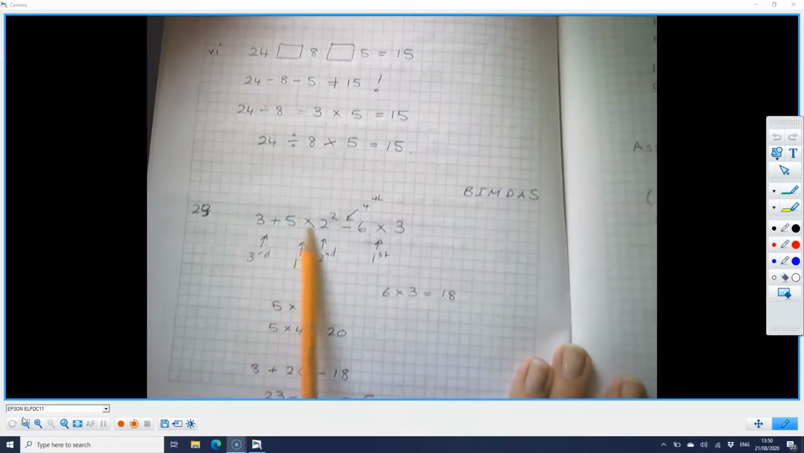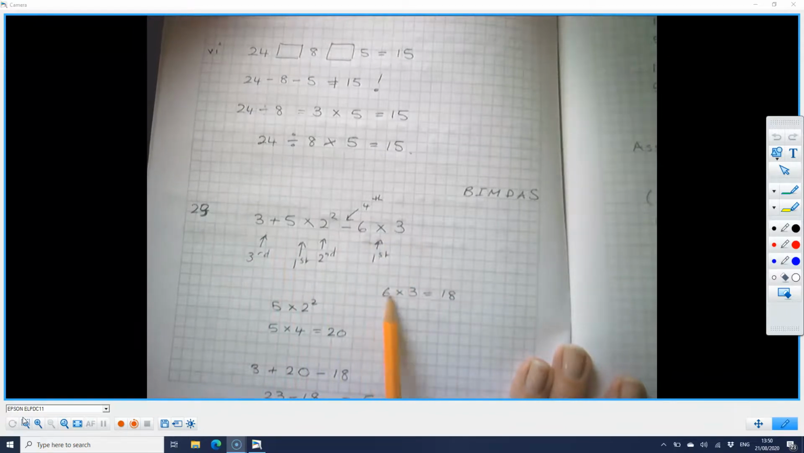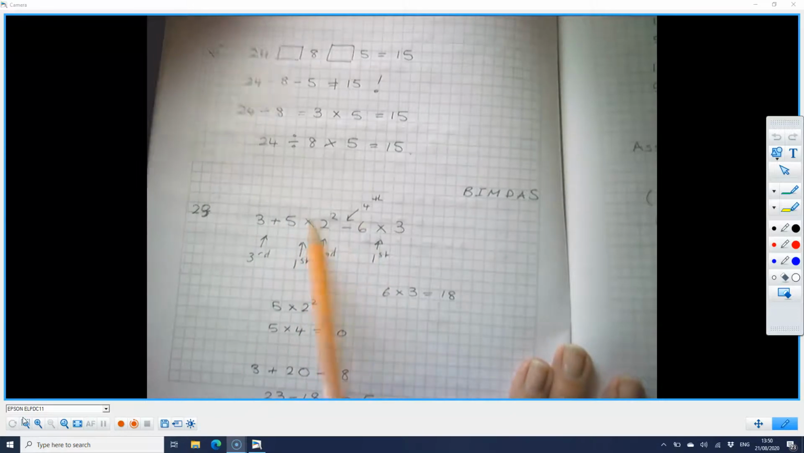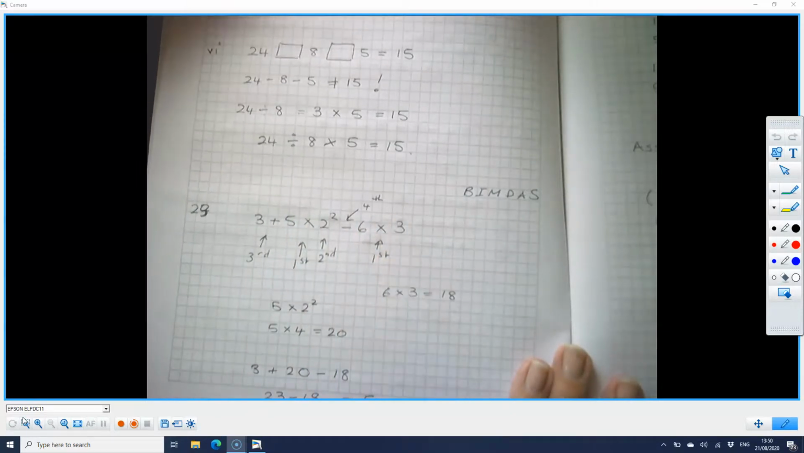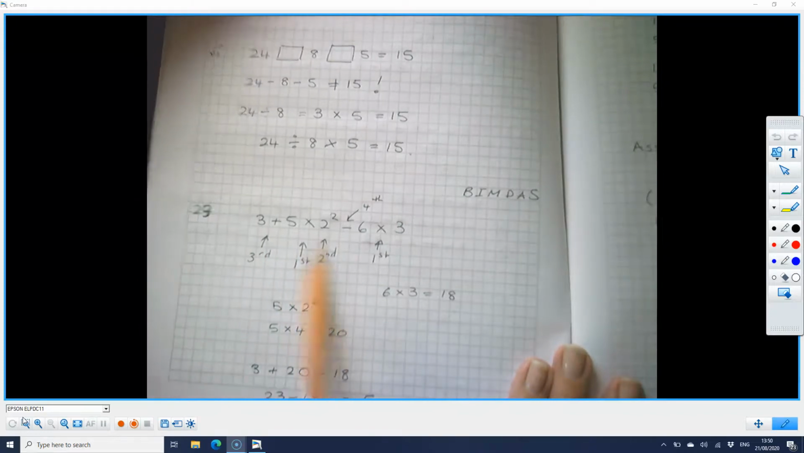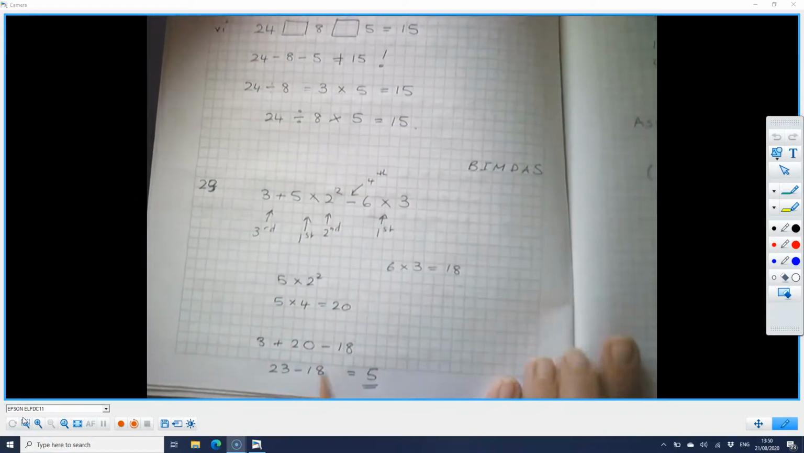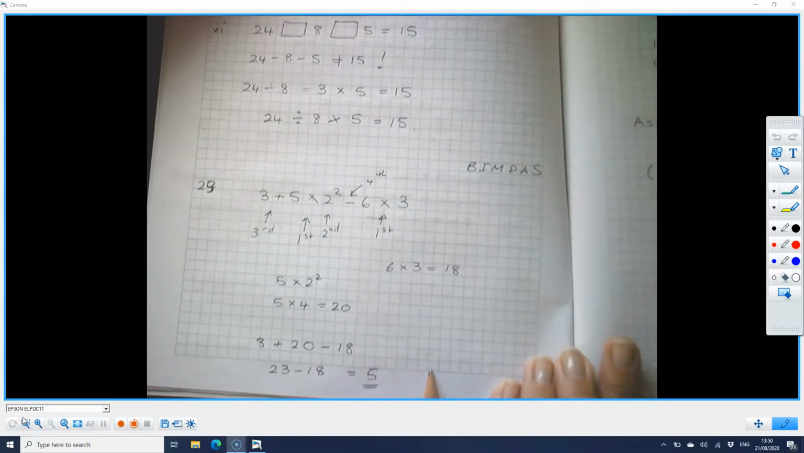And then you look along and go, what else have I got? Oh, I have another multiply sign. 6 times 3 gave me 18. So I'd fill in 20 for here, I'd fill in 18 for here. Then I end up with a 3 plus a 20, which gives you 23. Take away 18, which gives you 5.